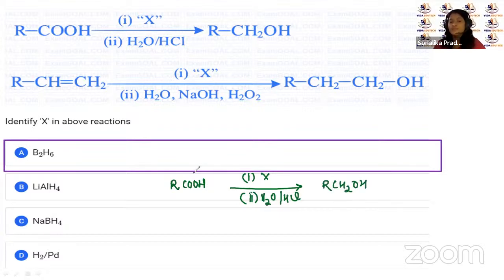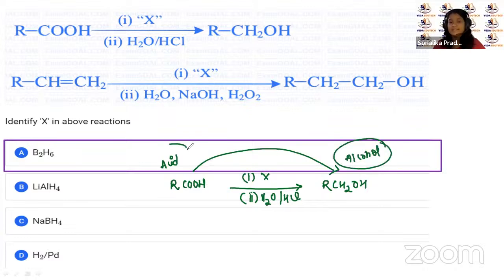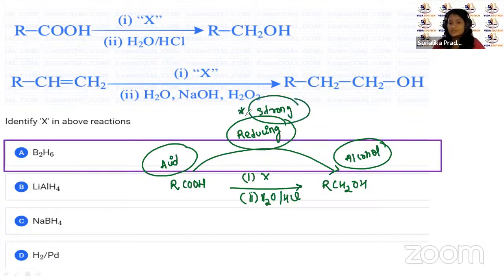Now we know that when we want to directly convert acid into alcohol, what do you need, children? We need a reducing agent. But acid gets converted into aldehyde, then into alcohol, but as we're directly converting, we need a very strong reducing agent. So the strong reducing agent converts acids into alcohol. So you can think of LiAlH4, right? Okay, we'll think of this.